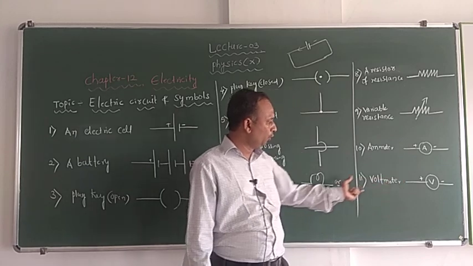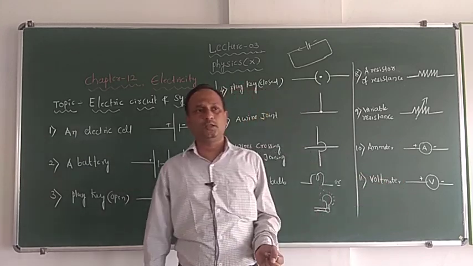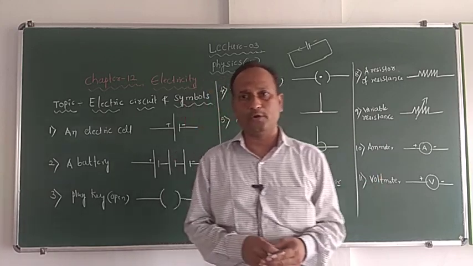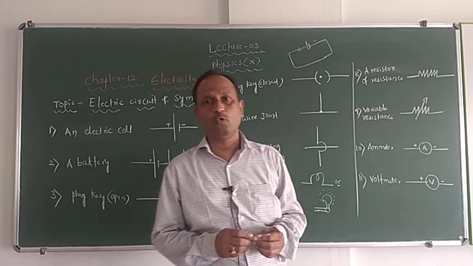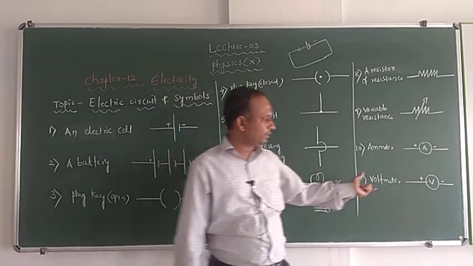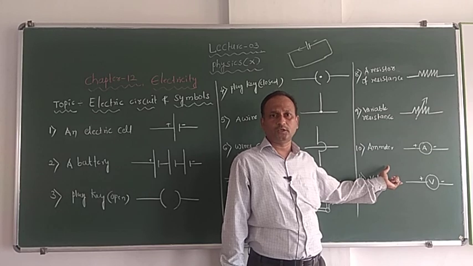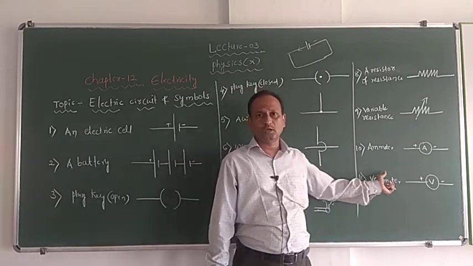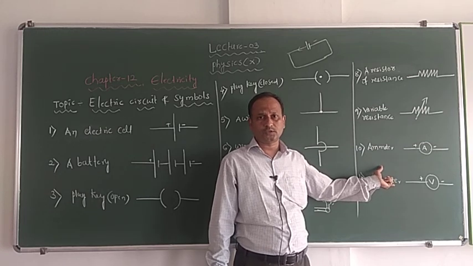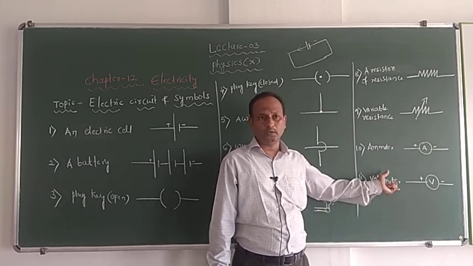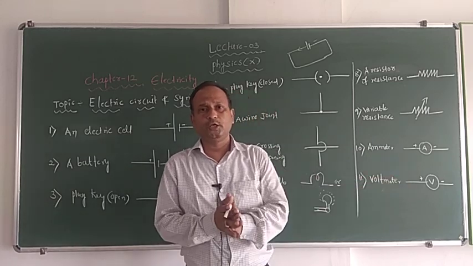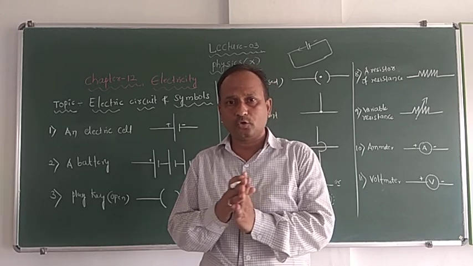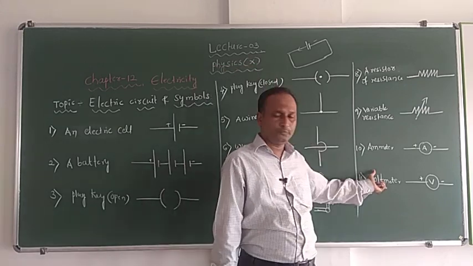Now we come to the voltmeter. As you know, the potential difference is measured by the voltmeter. The voltmeter measures the potential difference between two points. Whenever we want to measure the voltage between two points, the voltmeter is connected. The voltmeter is always connected in parallel with the circuit. Why do we connect them in parallel? Because of its high resistance, it is always connected in parallel. Generally, whenever the voltmeter is connected, it gives the potential difference between the two points, and it shows how much voltage is across those two points.